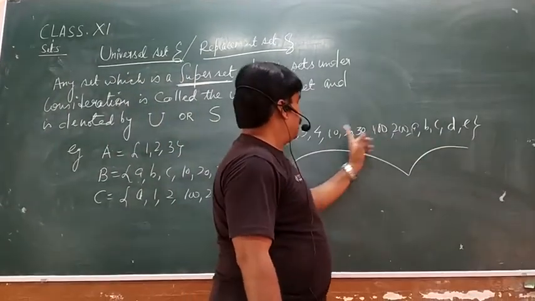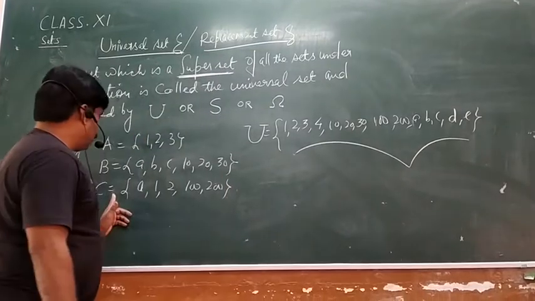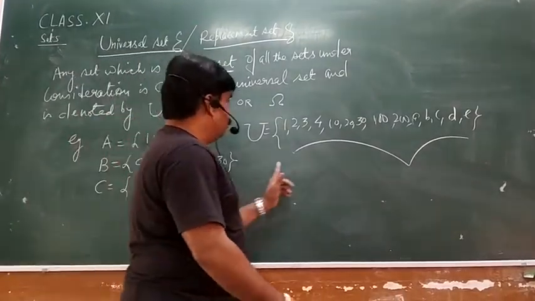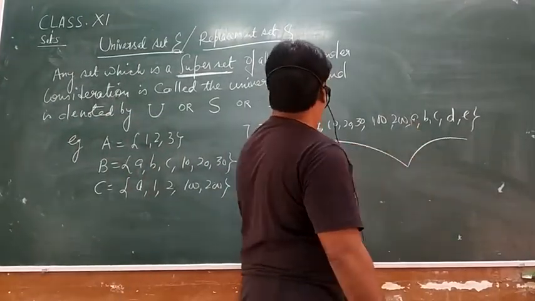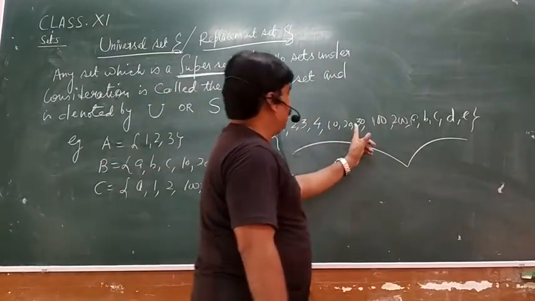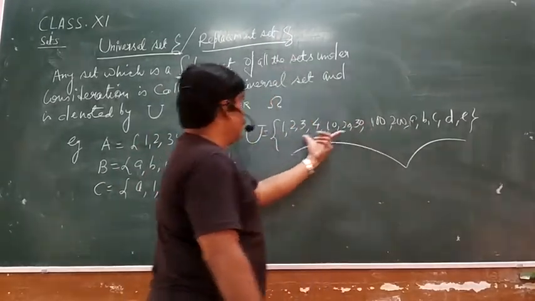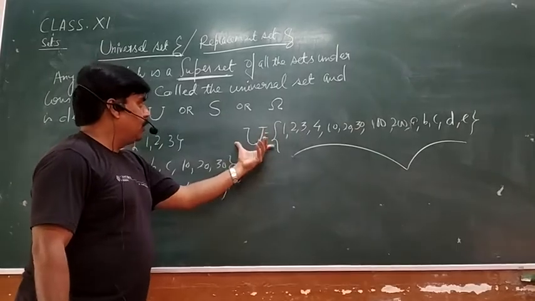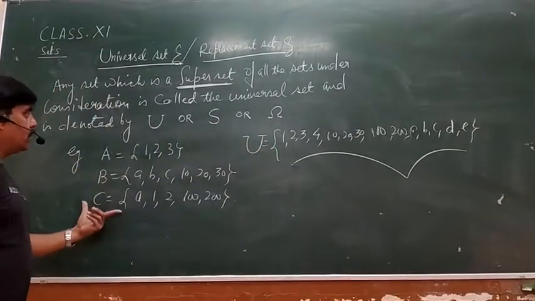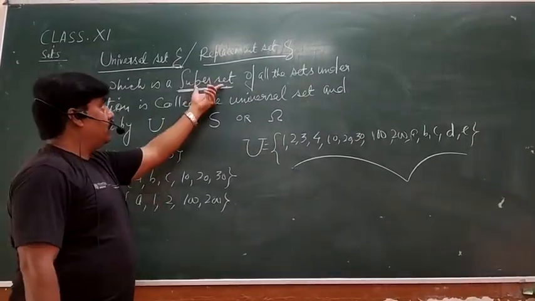A, B, C: 10, 20, 30. Element of set C, A: 1, 2. A: 1, 2, 100, 200. So all the elements are in this one, so you can say this is the universal set. To become a universal set, that should be the superset.